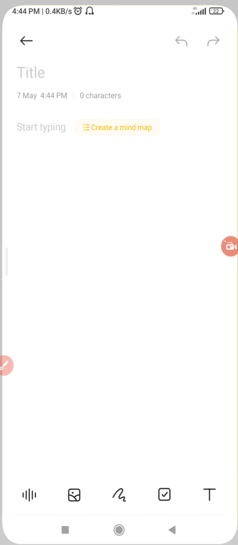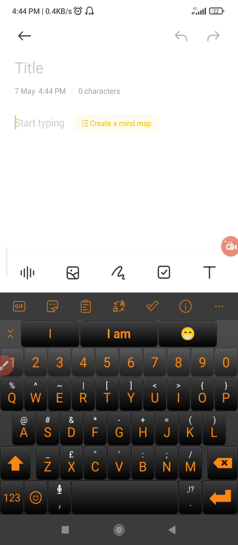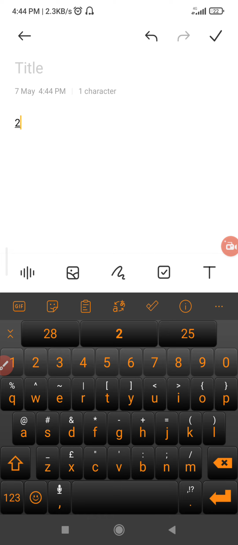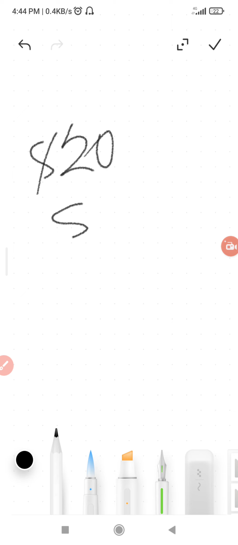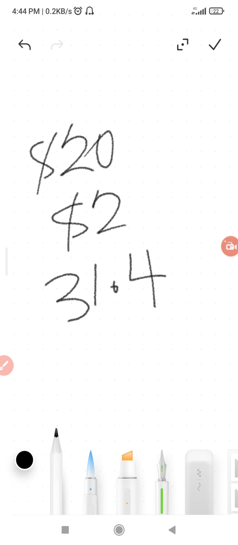Okay, a new note. Now here is my risk. Let's say my capital is $20, right? And out of this $20, I want to risk 10%, which is $2, right? Now our stop loss was 31.4. Forget about take profit. But what I'm saying is I want to risk only $2 on 31 pips, right?